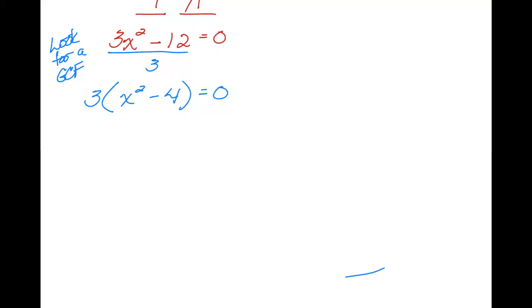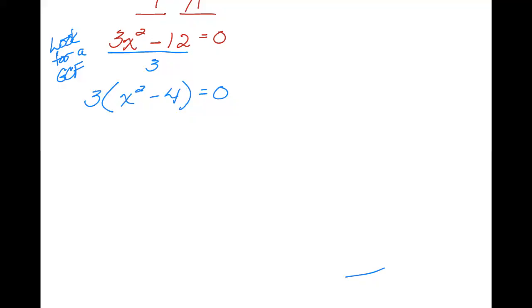What do you think? Break it up even more? Okay. How do you want to do that? You could do what? I just said perfect squares. Is that what you said? Oh, perfect squares. Yes.